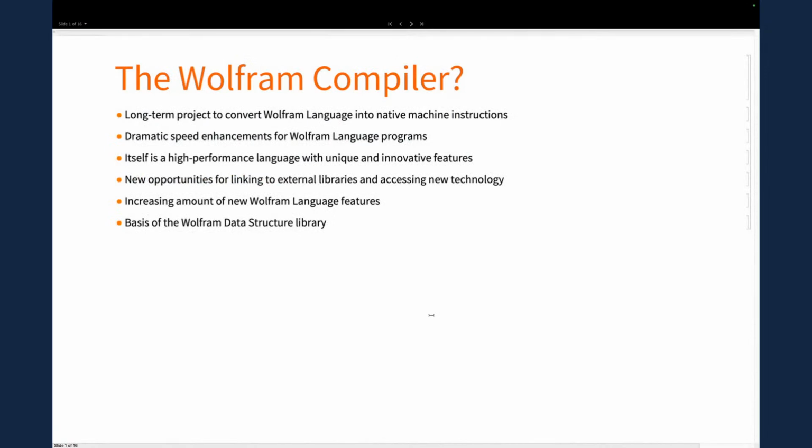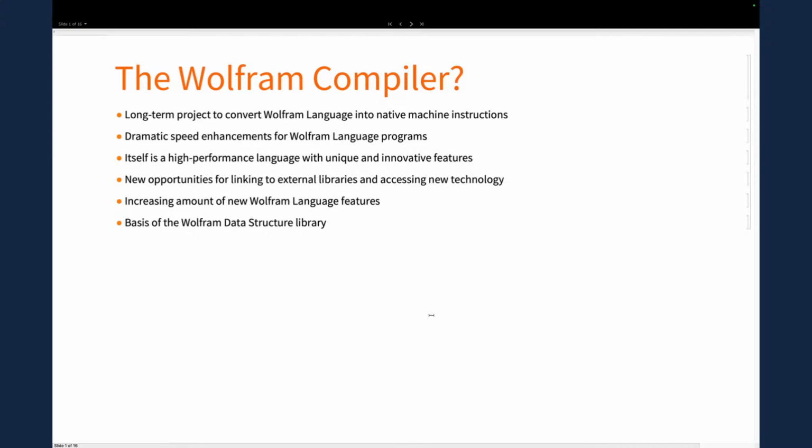So I'll just set a little bit of background on what the compiler is. It's a long-term project that integrates and converts Wolfram language into native machine instructions. So it can provide dramatic speed enhancements for Wolfram language programs. In itself, it's a high-performance language with unique and innovative features, and it gives new opportunities for linking to external libraries and accessing new technology.